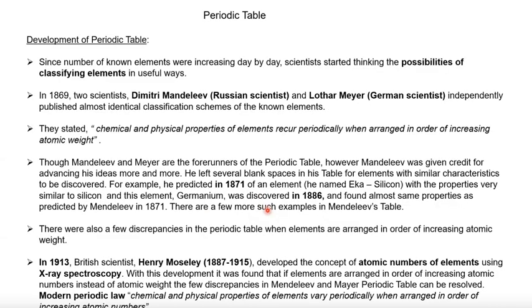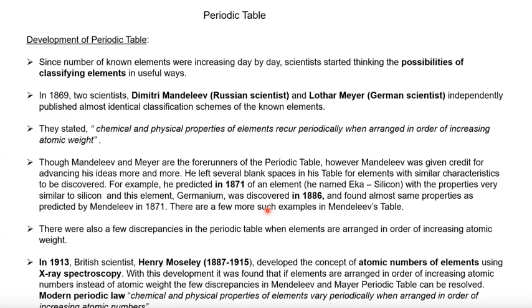Well, when we started getting more and more elements, the scientists were thinking we should have the possibility of classifying elements in some useful manner. There were some people who even started doing so before Dmitri Mendeleev, a Russian chemist, and Lothar Meyer, a German scientist. But these two are the pioneers of classification of all the known elements in a scheme.